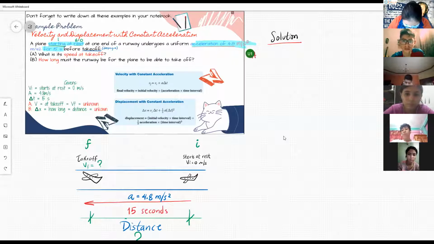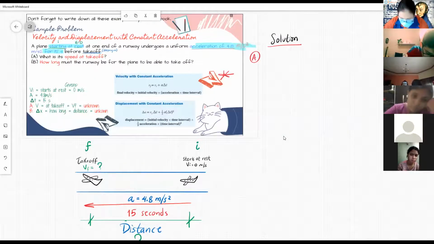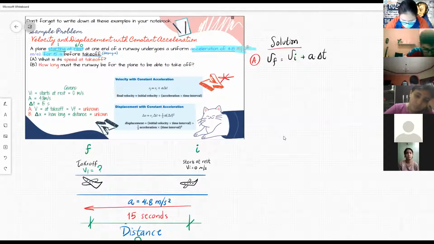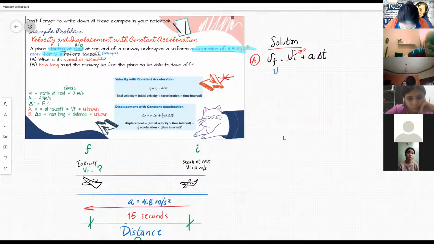So in part A, it says, what is the speed at takeoff? So I'm looking for the final velocity, and I have the equation for final velocity right there. The equation says, final velocity equals initial velocity plus acceleration times delta t, or multiplied times the time. So what do we know about the initial velocity? According to the sketch and also the word problem, the plane starts at rest, which means the initial velocity is 0. So when this happens, you are just going to ignore this part of the equation because your initial velocity is 0.